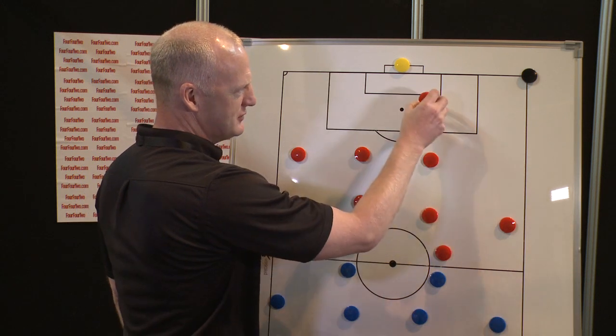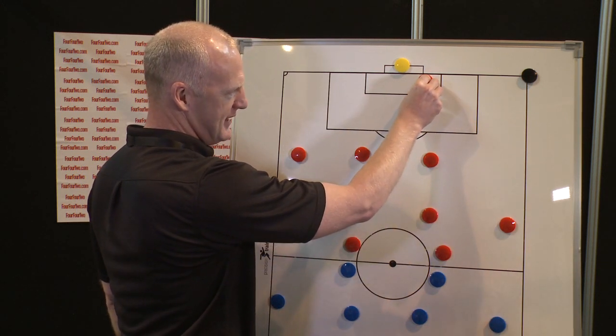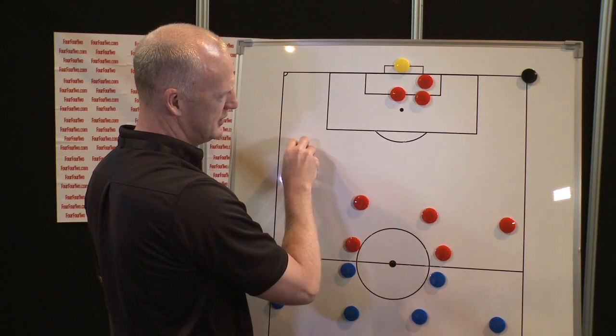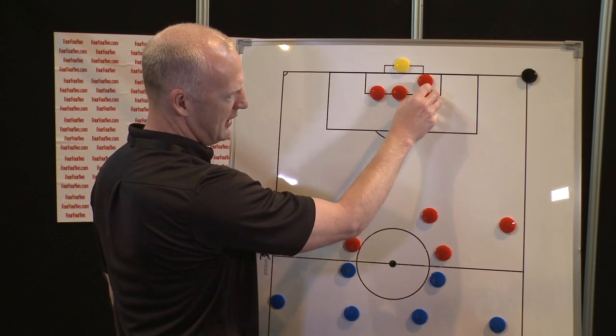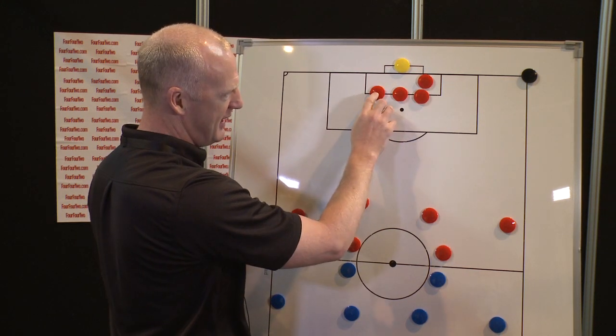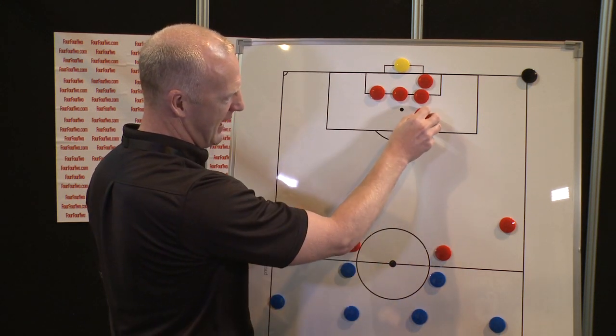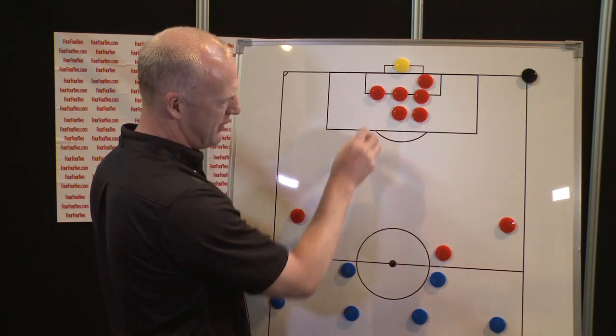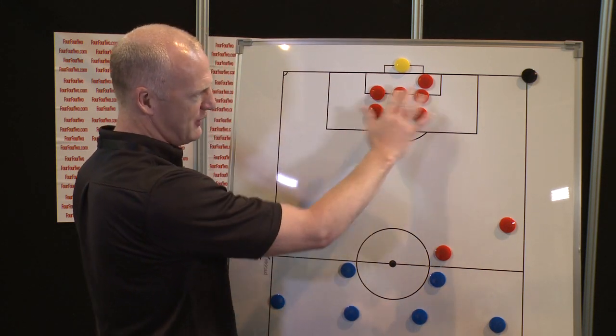Generally, in full zonal marking, you have a near post man and you have 3 men posted along the 6-yard box. One in line with the post, one in the middle of the goal, one there. And then you probably replicate that with another 3 in advance of that. So that's how they would do it.